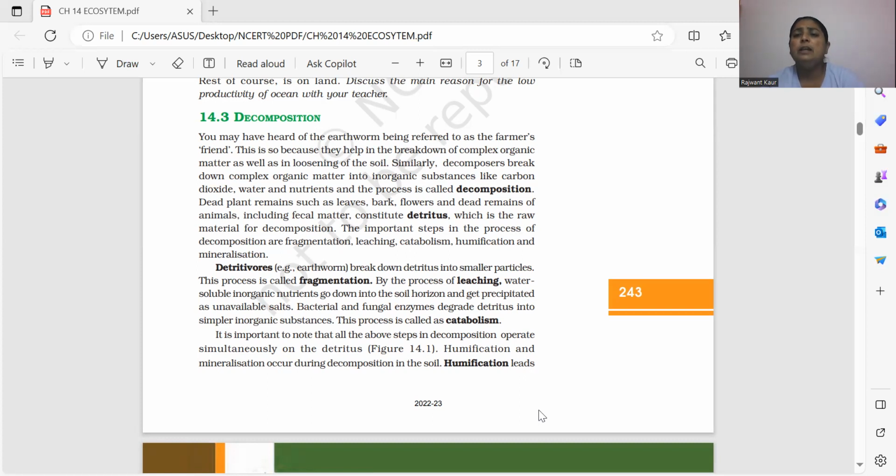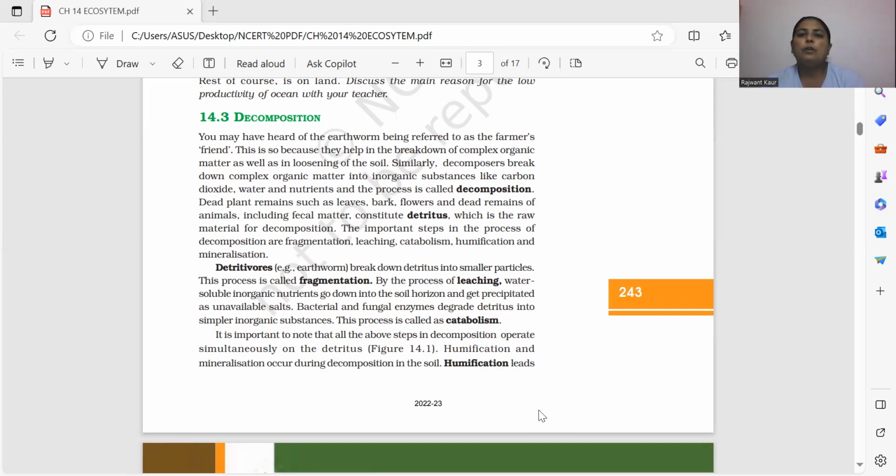So what do you see in the dead remains of the plant? What is actually present? Here some dry leaves are there, some bark from the plants, and some fallen forest flowers. Among the dead remains of animals, dead bodies of animals are there. Then we have the fecal matter of the animals. All of these collectively form a term known as detritus. So for the process of decomposition, what is the raw material? It is detritus, that is, the dead remains of plants and animals.